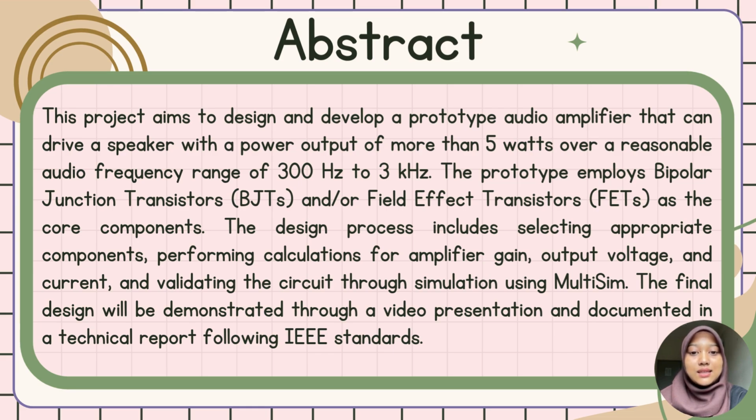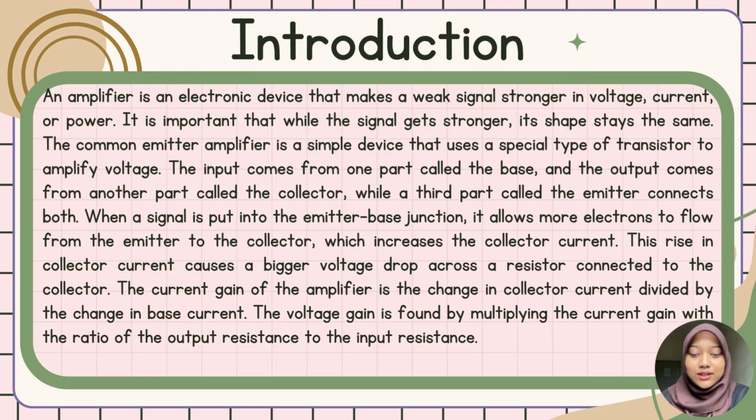following IEEE standard. For introduction, an amplifier is an electronic device that makes a weak signal stronger in voltage, current, or power. It is important that while the signal gets stronger, its shape stays the same. The common emitter amplifier is a simple device that uses a special type of transistor to amplify voltage. The input comes from one part called the base, and the output comes from another part called the collector, while a third part called the emitter connects both.